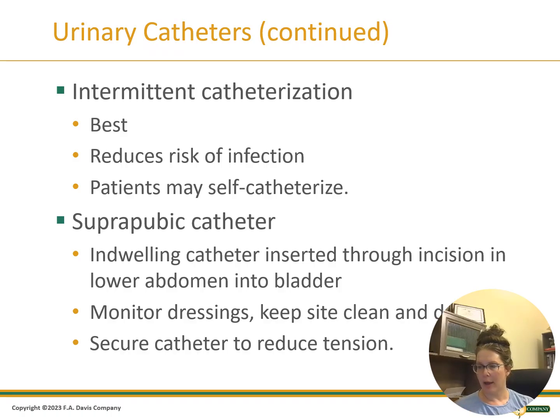That's not uncommon. It just helps the person maintain a sense of normalcy for their life. Our suprapubic catheters are an indwelling catheter that's inserted through an incision in the lower abdomen into the bladder. This is useful whenever urethral catheterization isn't possible or long-term drainage is needed. The examples where I've seen suprapubic catheters placed would be spinal cord injury patients, and I've seen them in some MS patients.